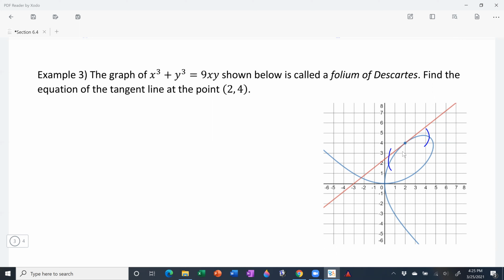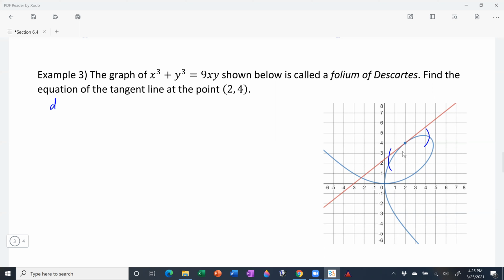Okay, so it's this graph or this equation right here that is not a function of x. But if we want to find the tangent line, we can, okay? Especially if we want to specifically find it at the point (2, 4). Okay, so let's find the derivative because the derivative gives us the slope of the tangent line. Okay, so here we go. Find the derivative. We want dy/dx.